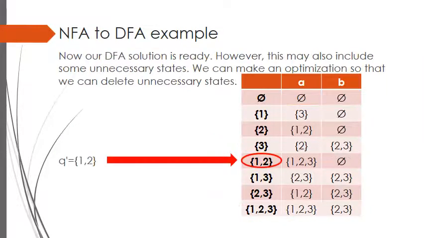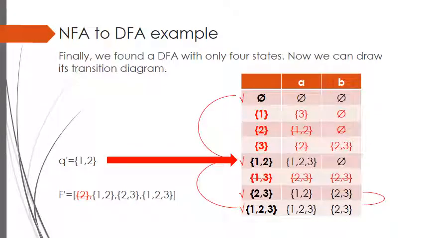Now our DFA solution is ready. However, this may also include some unnecessary states. We can make an optimization so that we can delete unnecessary states. Starting from the initial state q', all possible states are marked. Unmarked ones are deleted. Finally, we found a DFA with only 4 states.